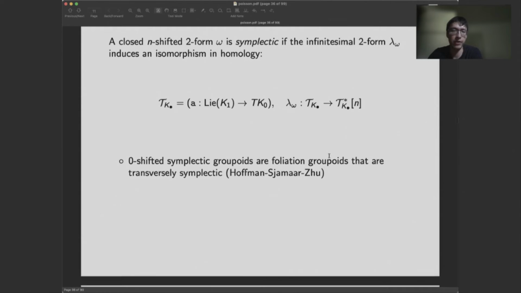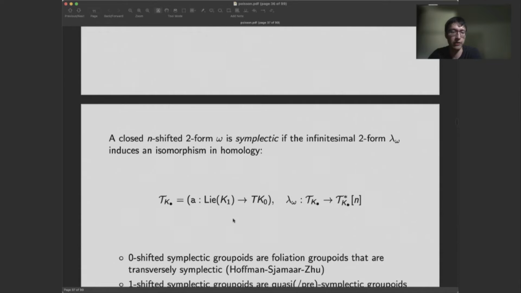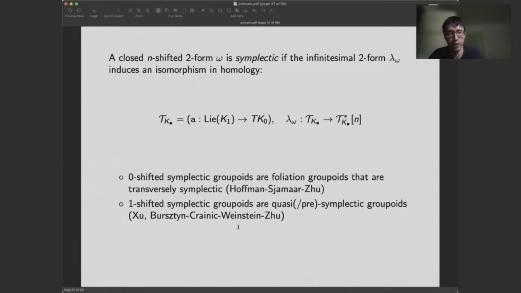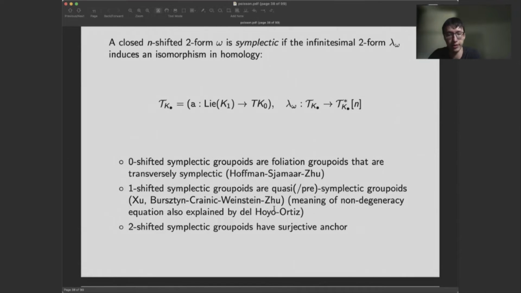So depending on the choice of N, we have several interesting objects. If N is zero, we have the zero-shifted symplectic groupoids, which are foliation groupoids that are transversely symplectic. If the shift is one, we have the notion of quasi-symplectic or pre-symplectic groupoid. Let me just comment that the meaning of the non-degeneracy condition for pre-symplectic groupoids was also explained by Ortiz independently. But in this talk, we are going to be focused on two-shifted symplectic groupoids.